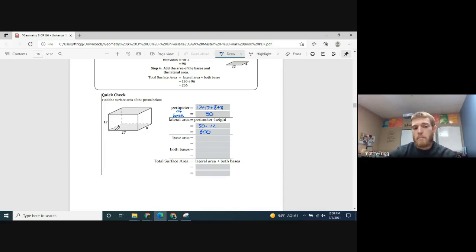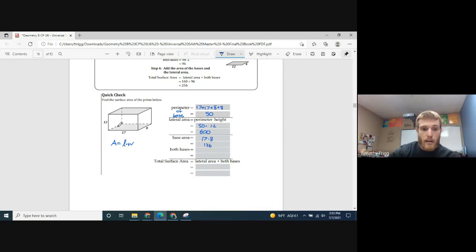Okay, well, the base is a triangle. So the base is, did I say triangle? The base is a rectangle. And the way we find the area of a rectangle is simply length times width. So when we are finding the area of this rectangle, it would be 17 times 8. So the base area is, we did 17 times 8, the length times the width. And that gives us 136.